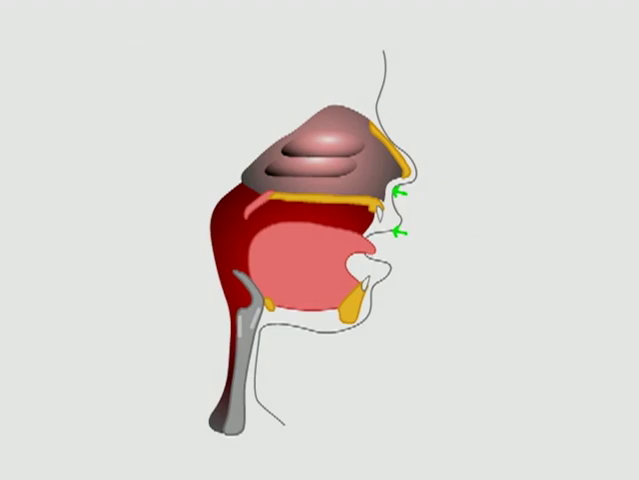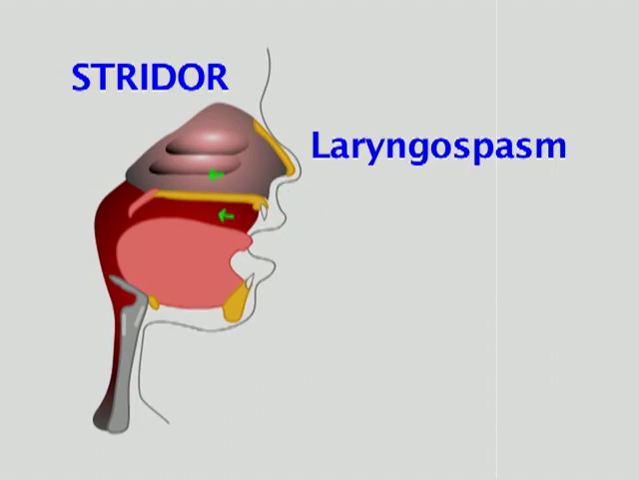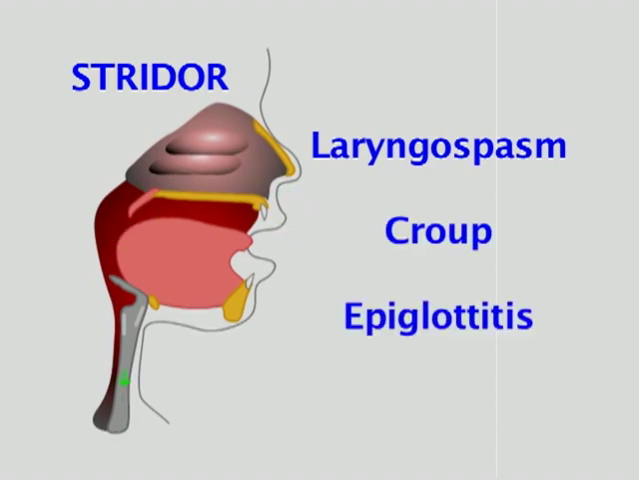The faster and more deeply a patient breathes, the more turbulence in the airstream. If upper airway obstruction is present, stridor, a high-pitched, harsh, creaking inspiratory sound, is produced as air moves past a swelling or constriction of the laryngeal structures. This is how stridor sounds. Laryngospasm, croup, and epiglottitis are examples of conditions causing stridor.